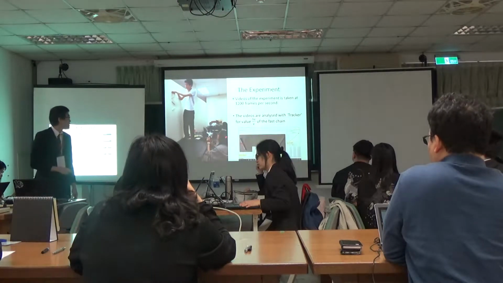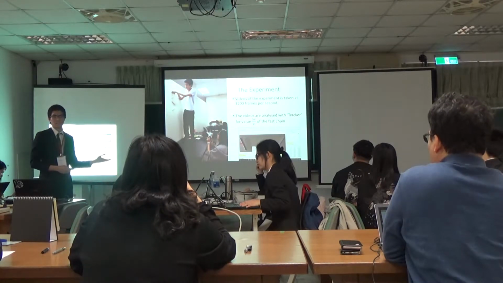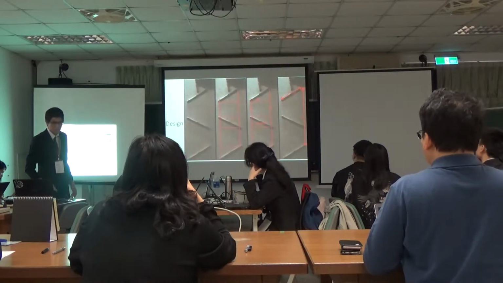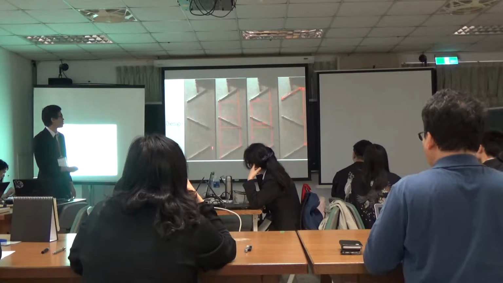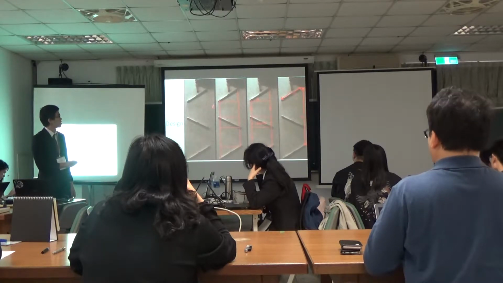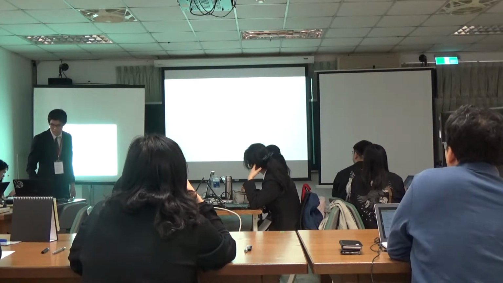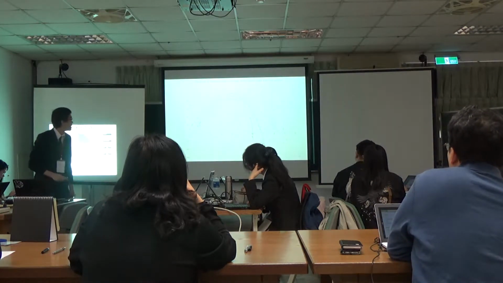For the experiment, we take videos with a camera at 1200 frames per second and then analyze them with Tracker. And these are the materials used. We design it such that the longer side will have the same length no matter what angle. By changing the length of the shorter side, we can change the angle of the block. And this is our experimental data.